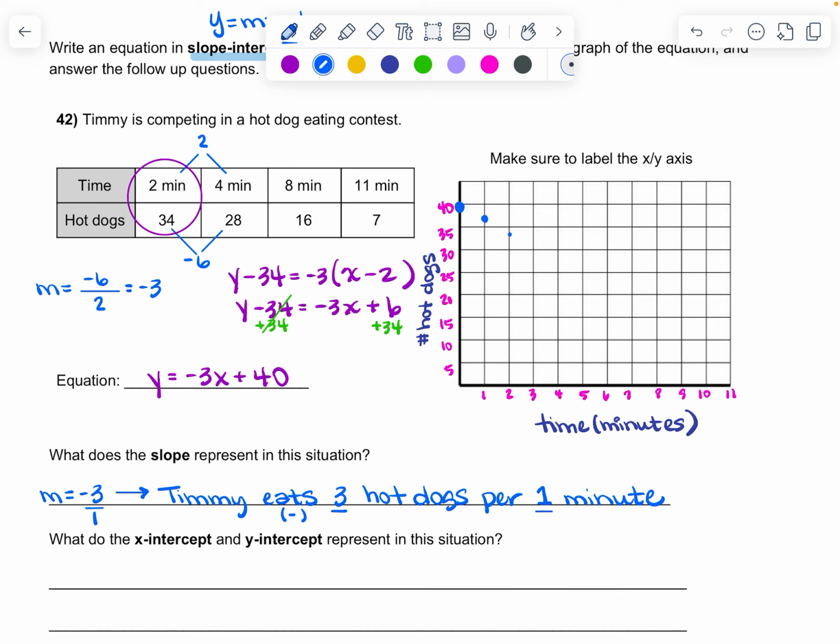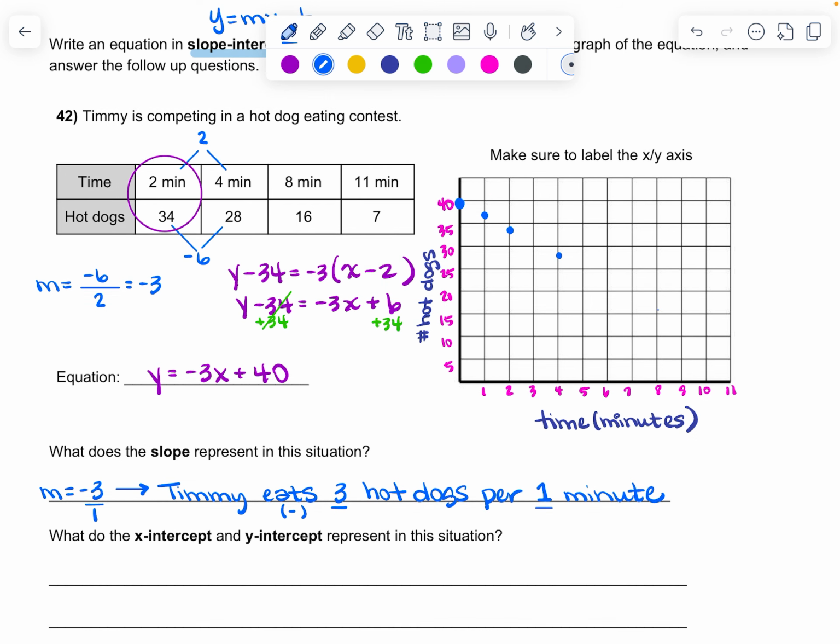And that's 37, right? And then it's going to be 34 after 2 minutes, which again, you can just look at the table. Right, after 4 minutes, there were 28. I'm just going to use the table info if that's cool with everybody. At 8 minutes, there were 16. And it should be a nice, perfectly straight line. Obviously, it's hard to be exact. At 11, there were 7 hot dogs left. Right, so this is kind of what our line is looking like. Okay.